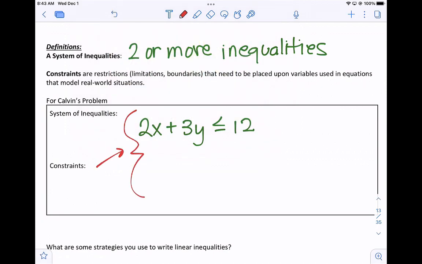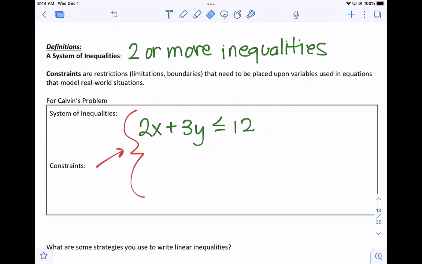So a constraint would be like, can you score negative points? And you can't. So the number of 2-point shots has to be greater than, or it can be equal to 0, right? You can score 0 2-point shots and more than that, but you can't score negative. And you could also say, all right, what's the highest amount of 2-point shots?